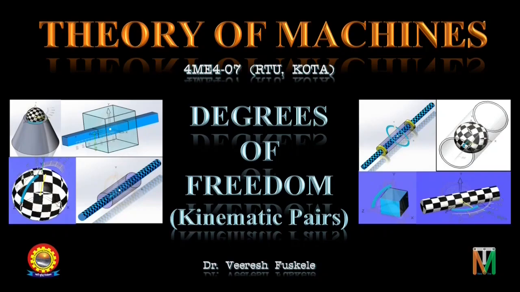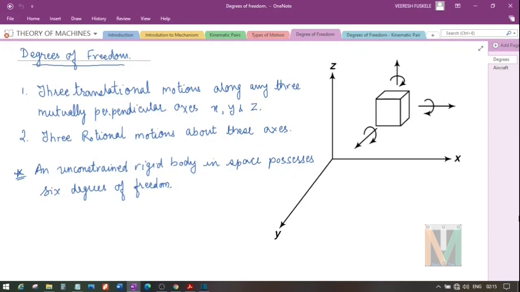Today we are going to continue our discussion on degrees of freedom. In the last lecture we saw the degrees of freedom of an unconstrained rigid body, and we discussed that an unconstrained rigid body in space can have 6 independent motions, out of which 3 are translation motions along 3 mutually perpendicular axes and 3 are rotational motions about these axes. And we defined the degrees of freedom of an unconstrained rigid body in space as the number of relative motions that the body can have in space, right?